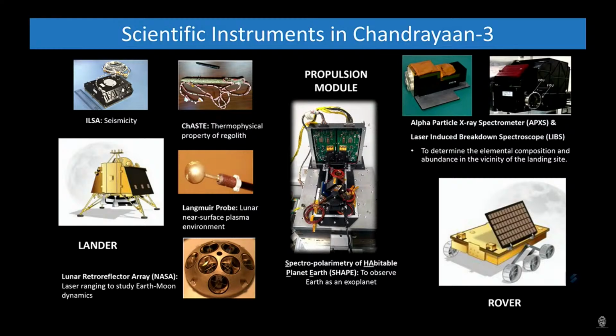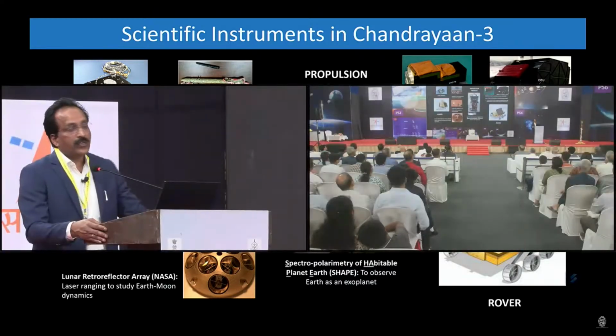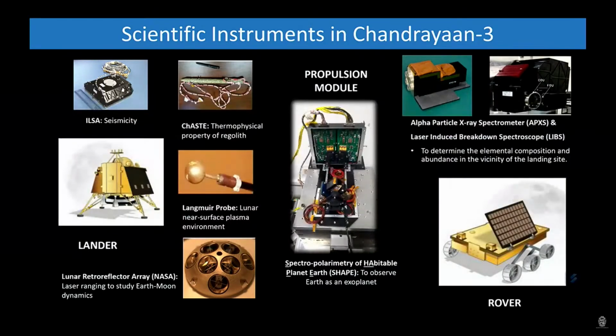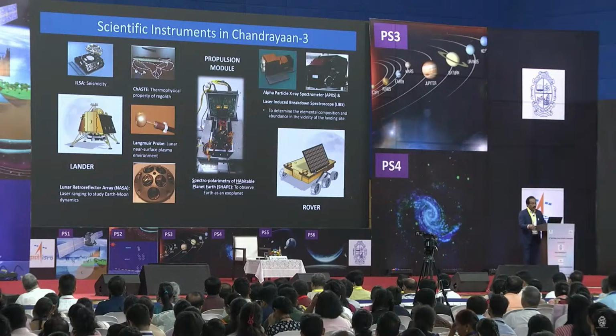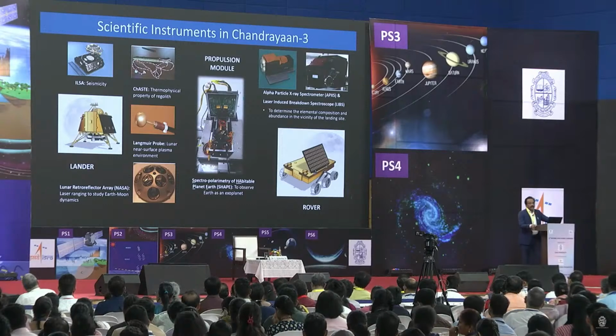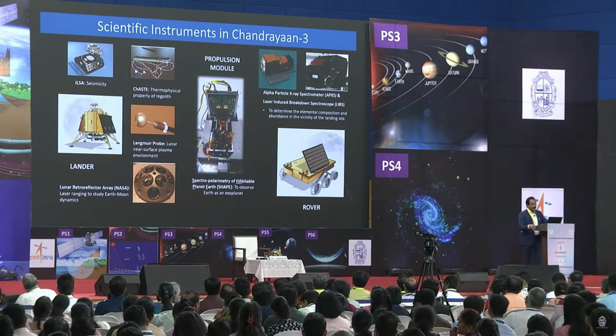ILSA, which is the seismicity measurement, which is nothing but a triaxial accelerometer package, was deployed on the surface of the moon to measure the seismic activity and other movements that are occurring. The ChaSTE, which is a thermophysical property measurement of the regolith, by actually drilling into the regolith and measuring the temperature, thermal characteristics and thermophysical characteristics of the regolith. The Langmuir probe, which measures the near lunar surface plasma environment by its deployment. And of course the lunar laser retroreflector array, which is provided by NASA, which, as you recently knew, they have used for laser ranging from that point.